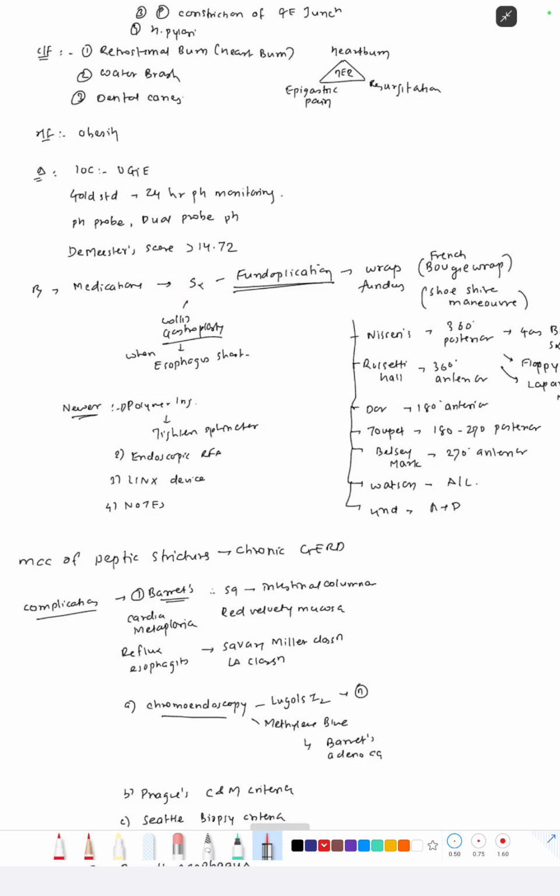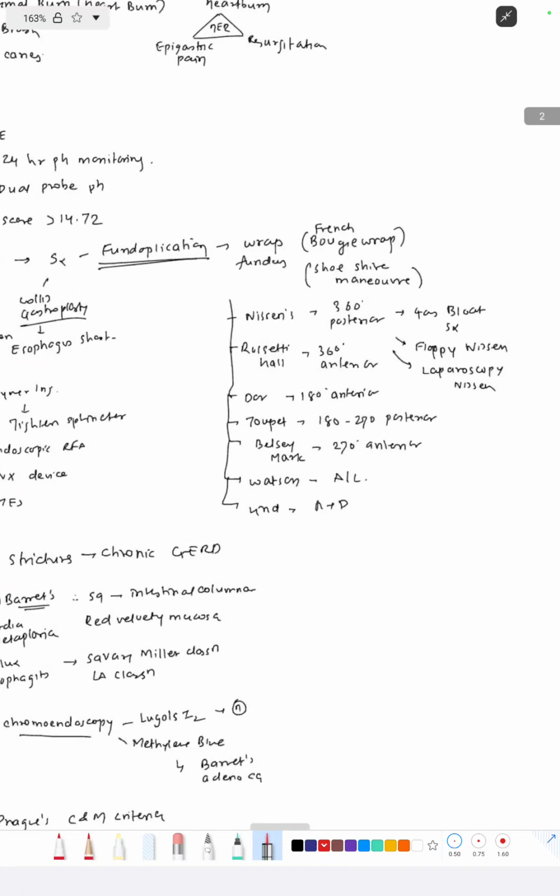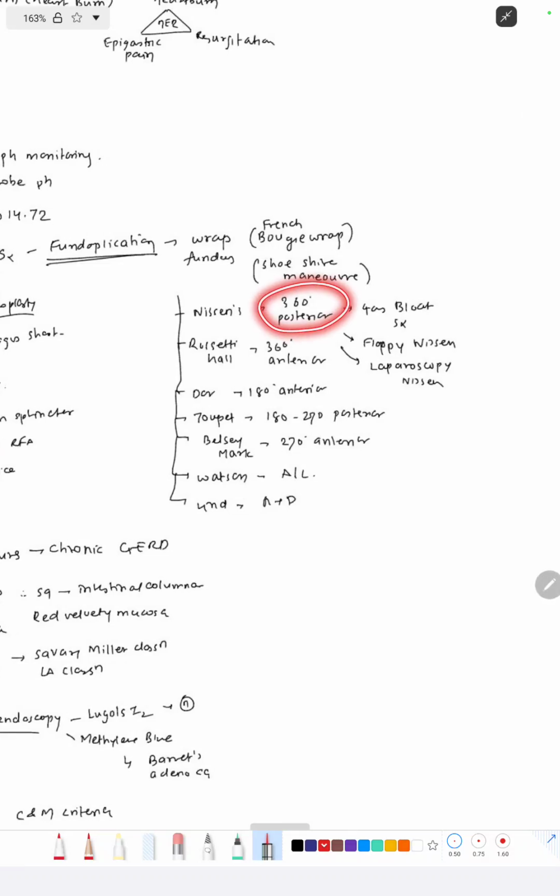So you have to wrap the fundus in fundoplasty, which is called a French bougie wrap or a shoeshine maneuver. There are different types of fundoplication operations. Nissen's fundoplication is 360-degree posterior. It can lead to gas bloat syndrome. Floppy Nissen can happen if it is not very tight, and laparoscopic Nissen is going to be the best.